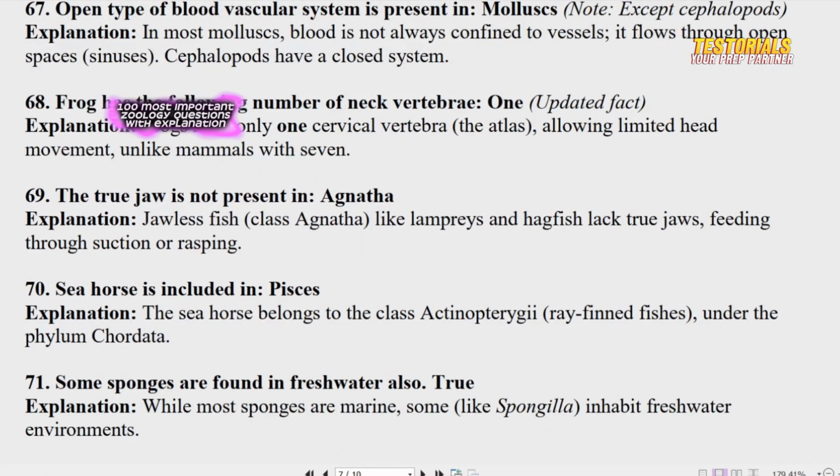68. Frog has the following number of neck vertebrae: one. Explanation: frogs have only one cervical vertebra, the atlas, allowing limited head movement, unlike mammals with 7.